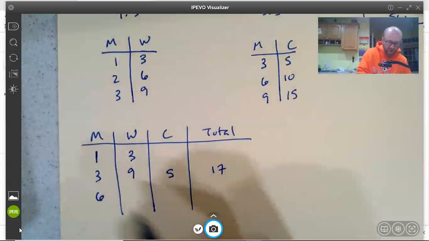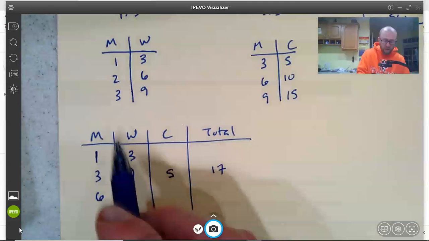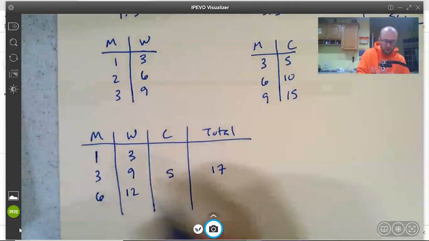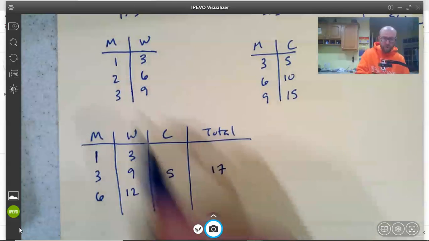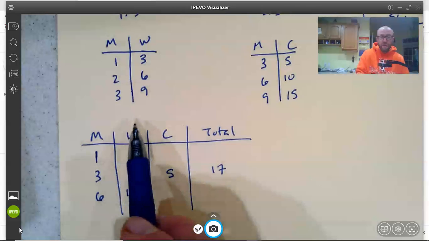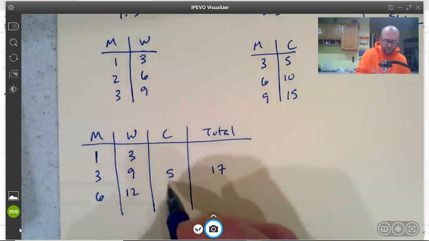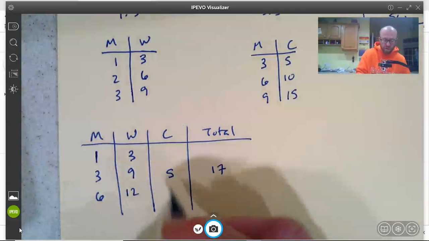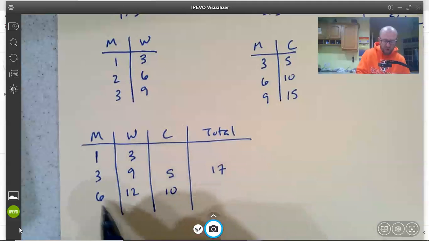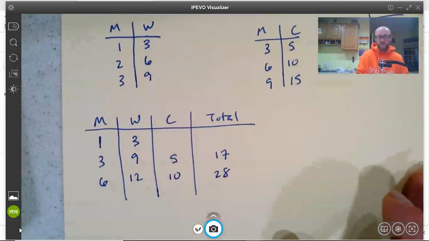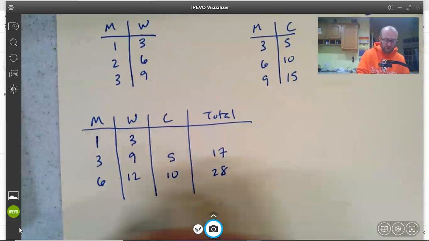We'll guess 6 men. That would be 12 women, because there are 3 times as many women as there are men. And then for children, for every 3 men, so it's 2 groups of 3, so it's 2 groups of 5 children. That's 10, and a total of 28. So we're not getting closer.